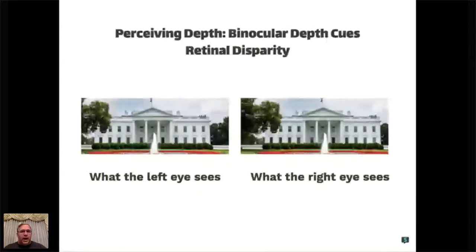So retinal disparity, again, you need both eyes. Because if a person only has one eye, there can't be a difference between what each retina sees, because there's only one retina in play here. So that's a binocular depth cue, retinal disparity.